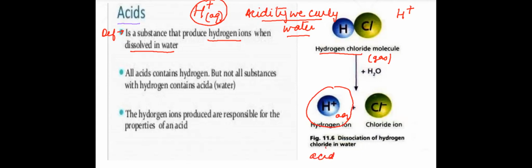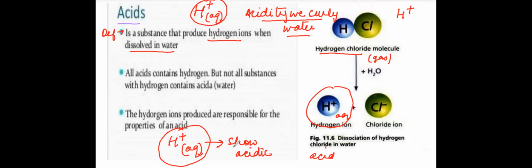So both things are essential. We require H positive ion, and the H positive ion needs to be dissolved in water, only then is this particular substance going to turn blue litmus red, and show you the acidic property. So both things are essential, right? That is basically the definition.